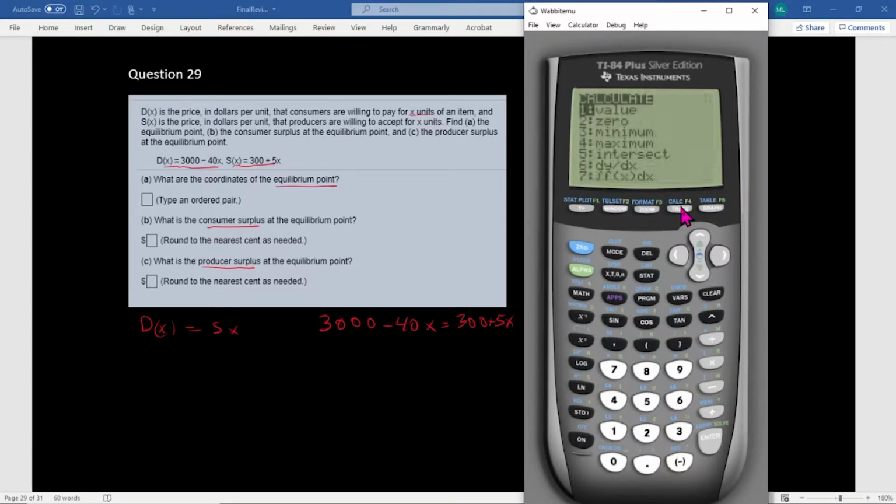So I go second, calc, and I want to find the intersect, 5. Enter, enter, enter. And there is my equilibrium point. It's where the supply and demand are equal. Okay, so that's what goes in here. Remember, that's a quantity of 60 with a price of 600. That's whatever we're selling. It's pretty good stuff, huh? Okay, so remember, this is quantity, this is price.